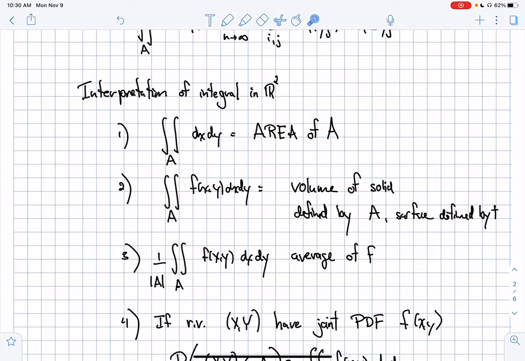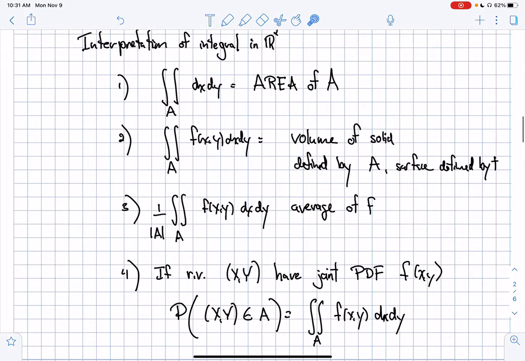All right, so that's the area of A. Second, like the area under the curve, now F represents a surface. So if I integrate F over the region A, that gives me the volume under the surface F, restricted to the region A. In the same way, if I integrate the function F over A but divide by the area of A, that gives me the average of F in the region A.